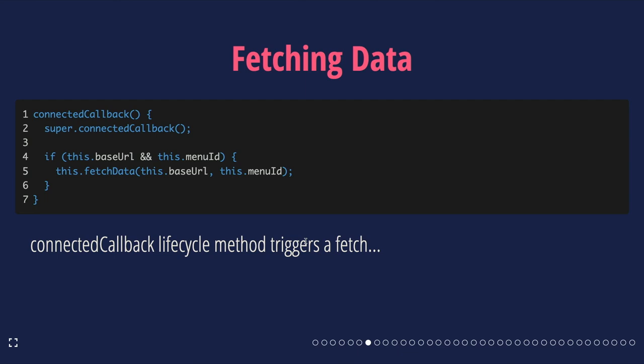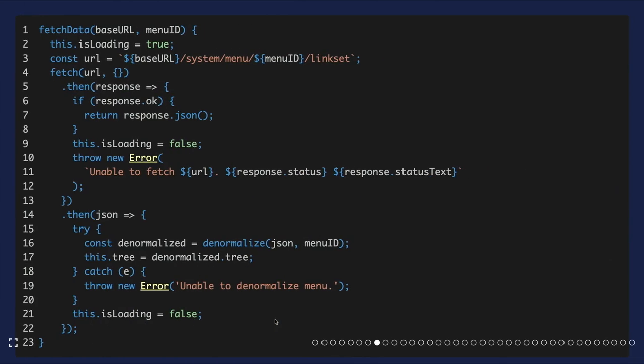The component itself is actually responsible for fetching the data. Web components have a handful of different lifecycle methods. This connected callback is one of them. It essentially runs when the web component mounts. So it runs a fetch data function. We provide the URL and the menu ID. So this is the code for the fetch. Nothing super complicated here. It constructs the endpoint that it needs to talk to on the Drupal side, and then uses JavaScript fetch.